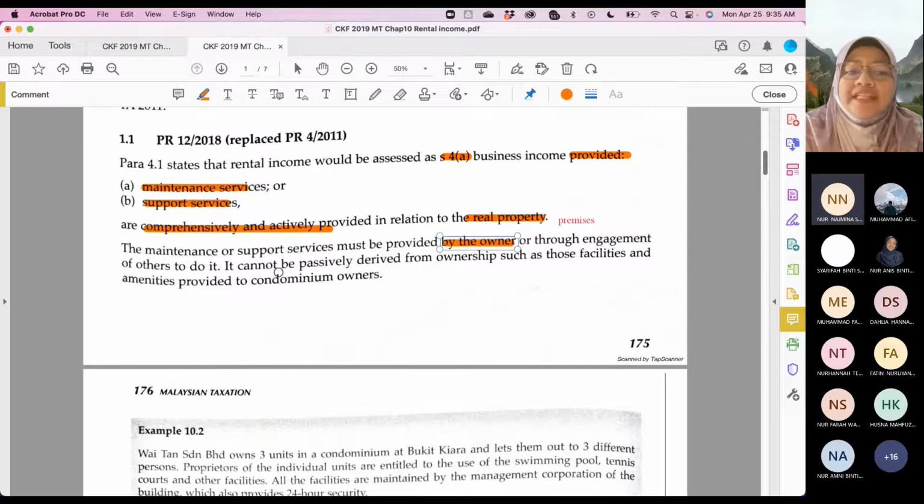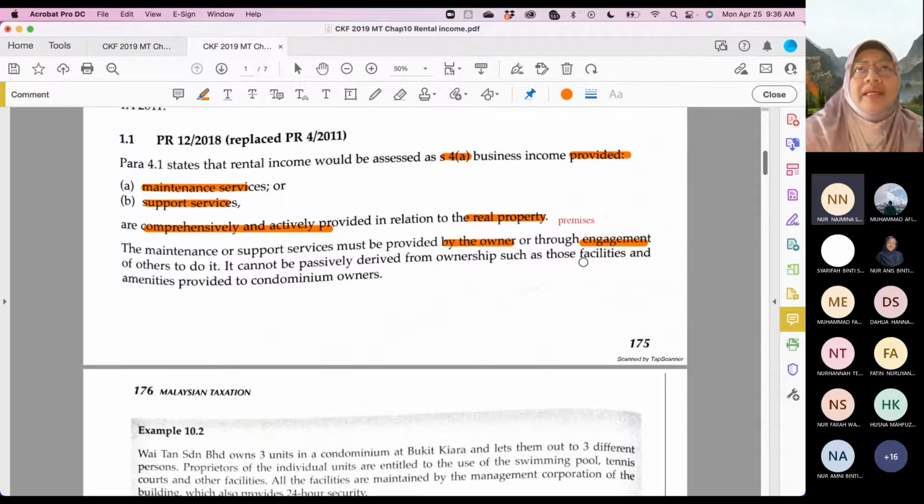Or through engagement of others. So you can have other people, normally we call it a caretaker, or others to do it. So it means that the maintenance service here has to be provided by the owner. That's why it cannot be passively derived from ownership.